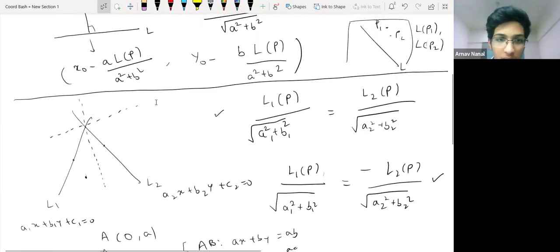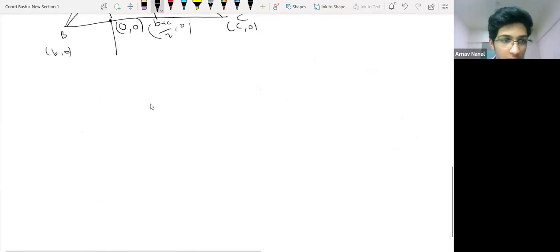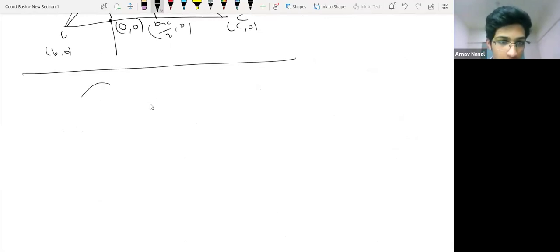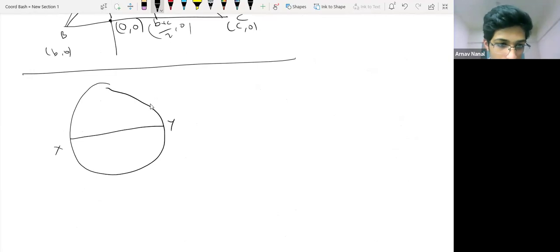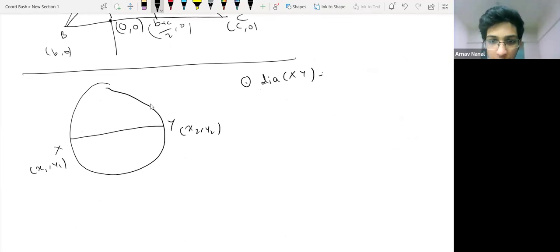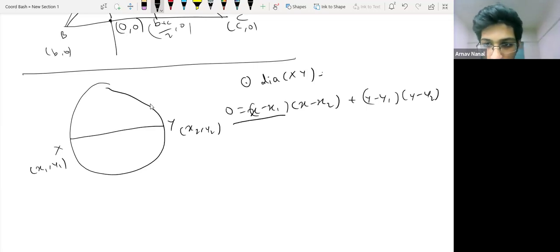Also, wait, I forgot to mention one thing here. If you have a circle with XY as the diameter, and let these be x1 comma y1, x2 comma y2, then the circle with diameter XY is given by (x minus x1)(x minus x2) plus (y minus y1)(y minus y2) is equal to 0. Can anyone quickly outline why this is true?